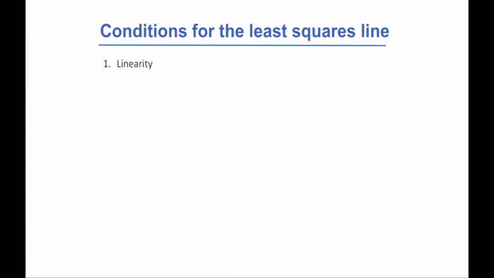So, what conditions need to be met for the least squares regression line? Linearity. We need to have an approximately linear relationship between our explanatory and response variables. We need nearly normal residuals. The residuals should form an approximately normal distribution. We need constant variability.